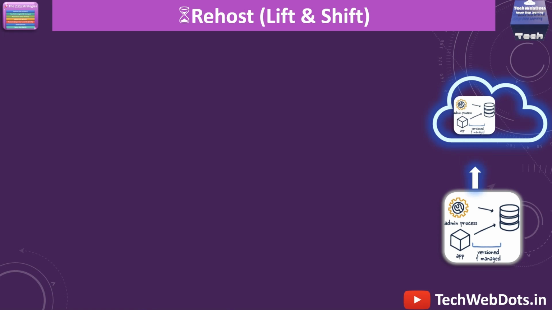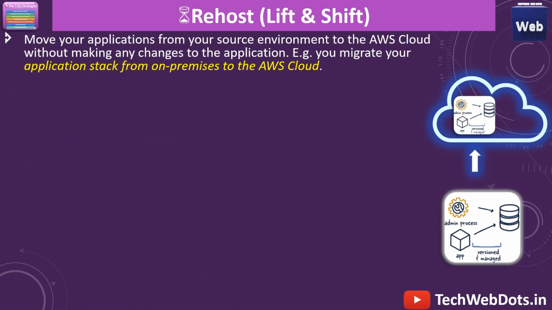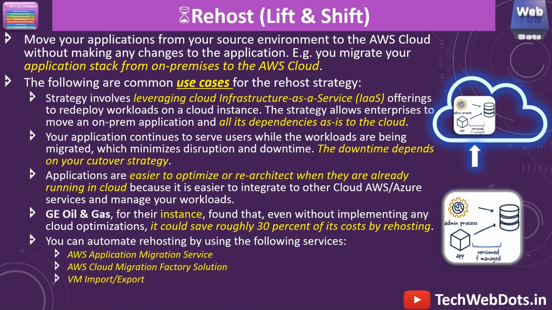Now the next is rehost one, right? And this is called lift and shift. It is also called the easiest one, and the picture and the name also explain the same, right? Something we have on-prem and we just migrate directly to the cloud. So let's go by the important definition: moving your application from source environment to the AWS cloud without making any changes to the application. Keep in mind, we are not talking about any changes in the application. For example, you migrate your application stack from on-prem to AWS cloud.